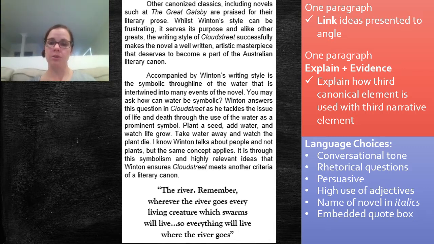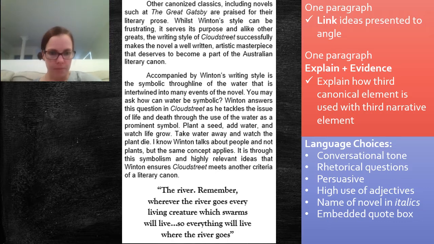Well, then we're going to move into another piece of evidence. So we're going to go into the explain and evidence section. So explain how the third canonical element is used with the third narrative element. So accompanied by Winton's writing style is the symbolic through line of the water that is intertwined into many events in the novel. You may ask, how can water be symbolic? Winton answers this question in Cloudstreet as he tackles the issue of life and death through the use of water as a prominent symbol.